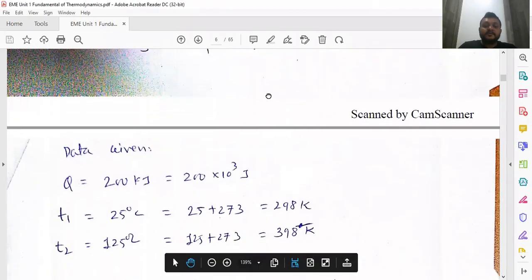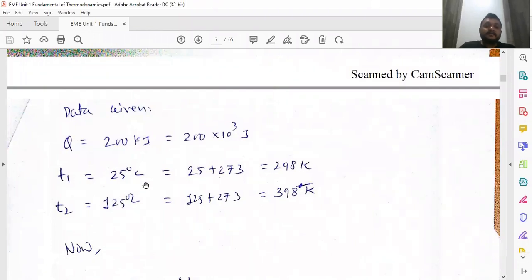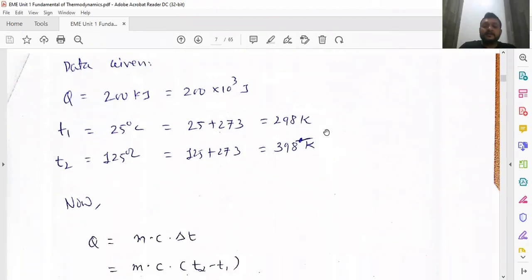And solve the problem. So Q is equal to 200 kilojoule, so 200 into 10 raised to 3 joule. T1, 25 degrees centigrade, means 298 Kelvin. Likely to convert it into Kelvin. And T2 is equal to 125 degrees centigrade.